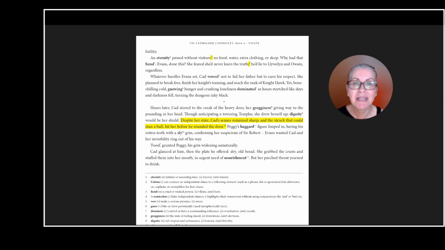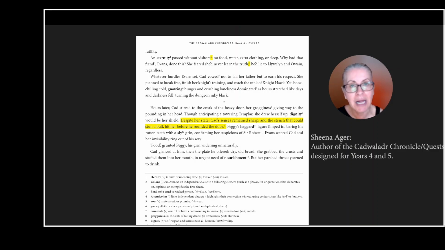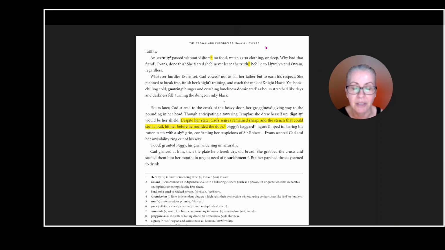Hello, my name is S.L.Ager, and I am the author of the seven-book vocabulary novel series, the Cadwaladr Chronicles and the Cadwaladr Quests. I'm here today to talk about and show you the interior page layout of our books and to help you understand how best to use them and just to quickly talk about the series.